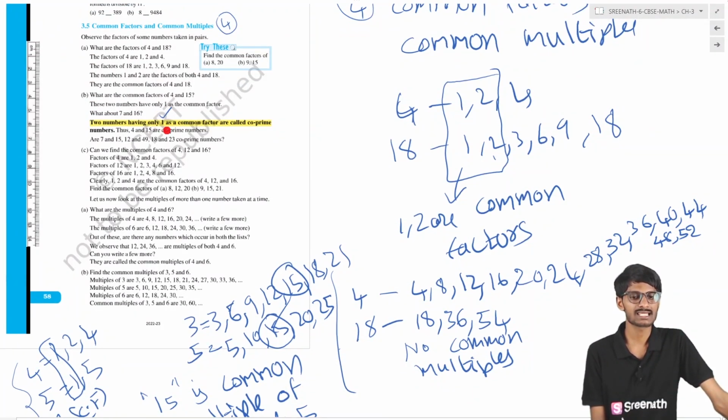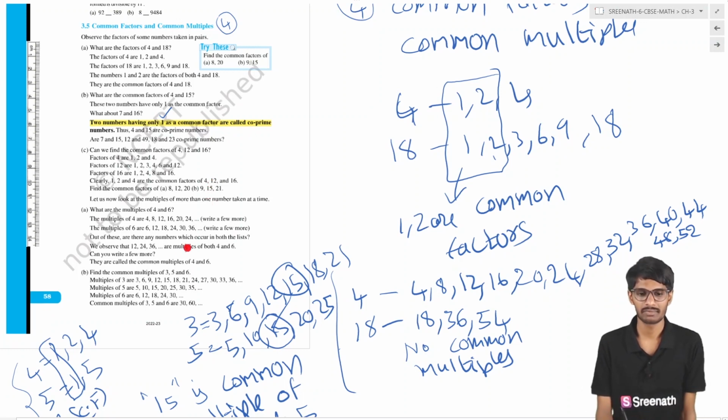So if any numbers have only one as the common factor, we call them co-prime numbers, students. That's it.